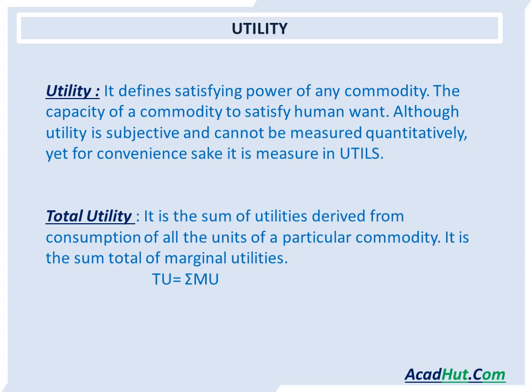Now, what is total utility? It is the sum of utilities derived from consumption of all the units of a particular commodity. It is the sum total of marginal utilities and can be written as follows: TU is equal to sigma of MU. That means if you are consuming 10 units of a commodity and each unit gives you a utility of 5 utils, for example, then the total utility will be 5 into 10, that is 50 utils. That is TU.